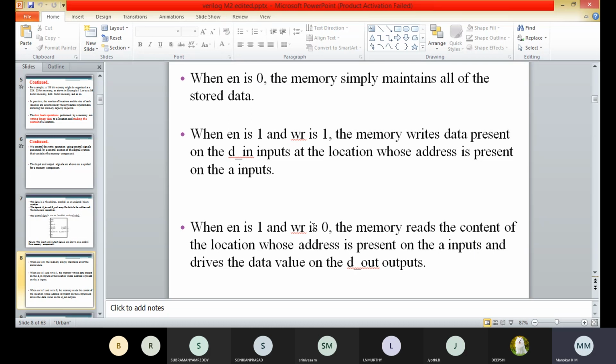We make enable 1 and WR low. The memory reads the content of the location whose address is present on the A inputs and writes the data value on the D_out outputs.